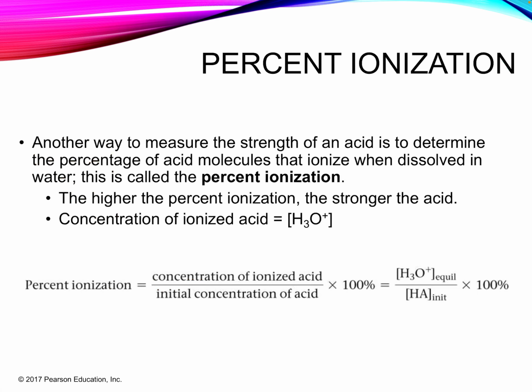Another way that we can measure the strength of an acid is to determine the percent of the acid molecules that ionize in the water. We call that percent ionization. The way you do this is you take the concentration of your ionized acid over your initial concentration and multiply it by 100. The higher our percent ionization, the stronger the acid.